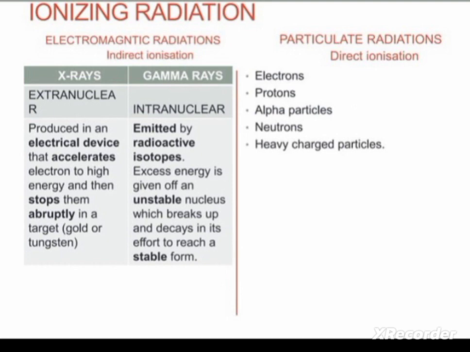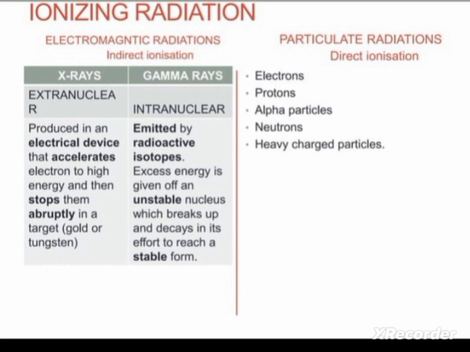X-rays are produced in electrical devices that accelerate electrons to a high energy and then stop them abruptly in a target. So this is the working of a linear accelerator. Here an electron beam is used to produce high energy X-rays. Then gamma rays. Gamma rays are intranuclear.